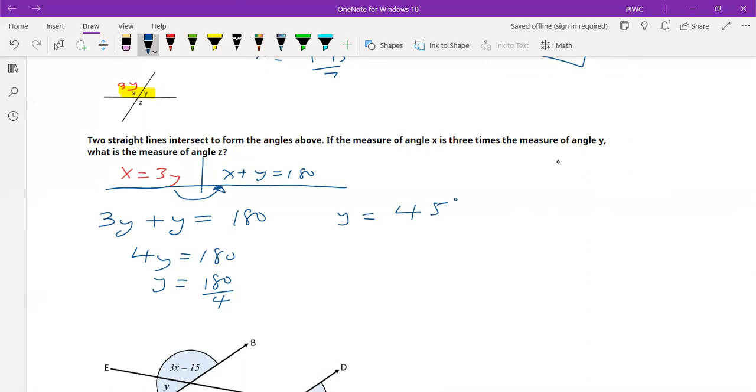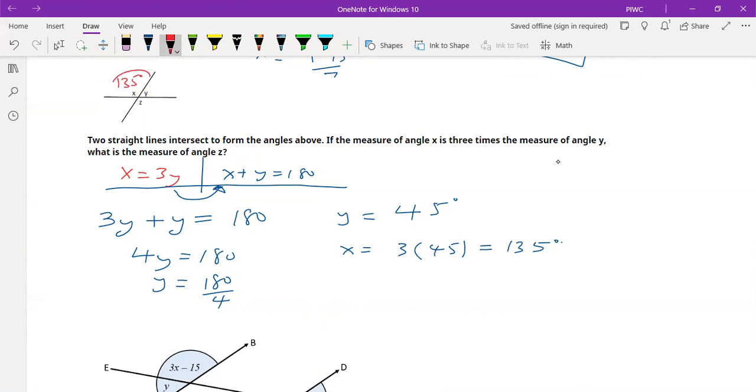If I know y, that means that the x is equal to 3 times 45, equals 3y. So the x will give us 3 times 5 is 15. 1 left, 3 times 4 is 12 plus 1. So it's 135 degrees. So x is 135 degrees. So let's put that here. So this is 135 degrees, the angle here.